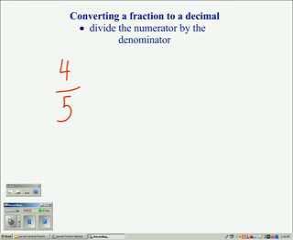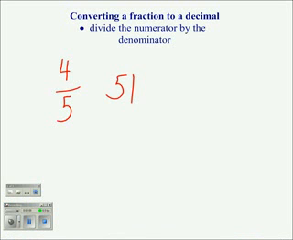So today we're going to look at how to convert a fraction to a decimal, and we're going to do that by dividing the numerator by the denominator. So 4 is going to be divided by 5. Now 5 can't fit into 4, so we're going to add our decimal point and 0, bring our decimal point up, and 5 into 40 fits 8 times.